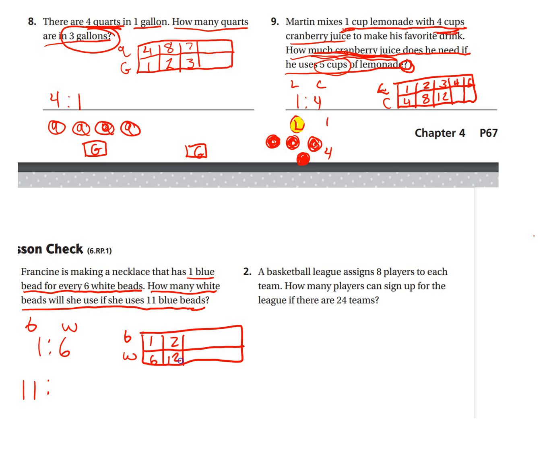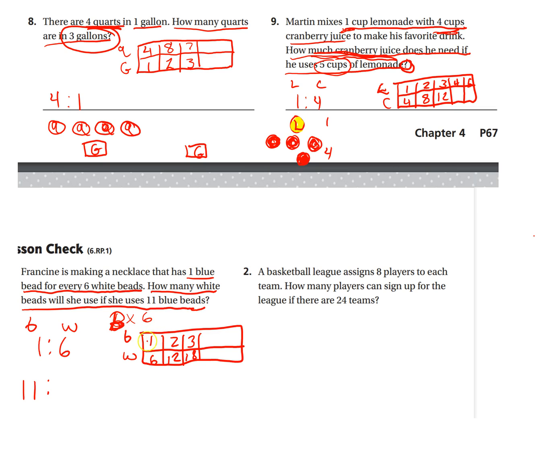2 blue would give us 12 white. 3 blue would give us 18 white. Now I could continue on and on till I get to 11. That's perfectly acceptable. I'm counting by 6s along the bottom. But you can also see here we have for every one, since the ratio is 1 to 6, it's really 1 times 6, 2 times 6. However many blue beads you have, blue times 6. I make it a capital B. So really blue times 6.